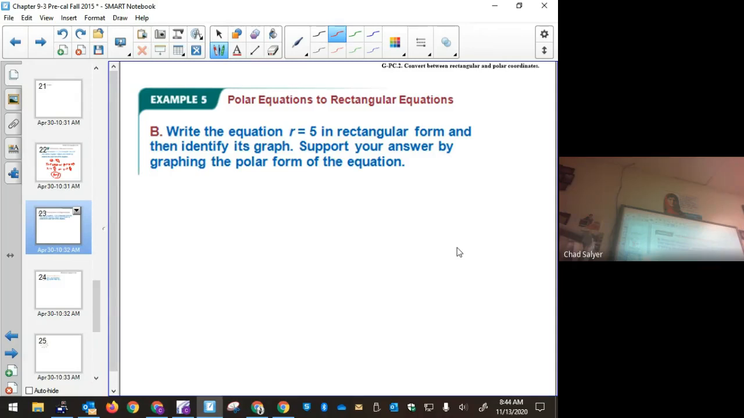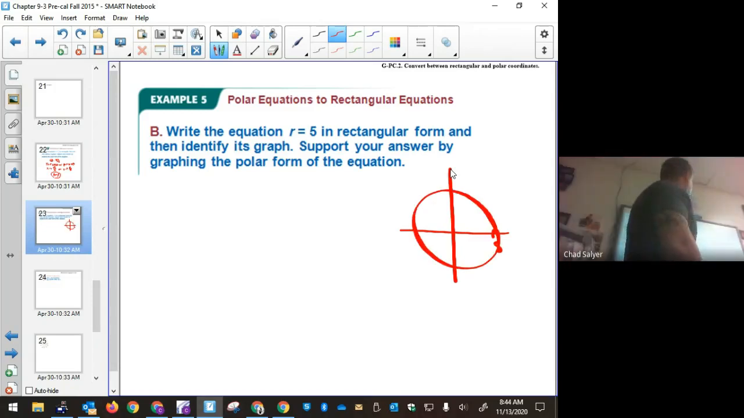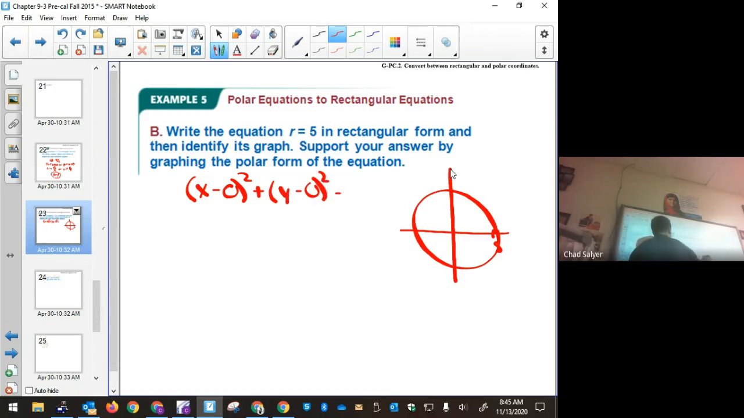So this time R equals 5. Well, we know that's a circle. We know it's centered at the origin. So we know where we want to wind up. We want to wind up with a graph that has 5 units of radius and a circle centered at the origin. And I know that's going to be this. So that's where we want to wind up. Maybe we can do that.